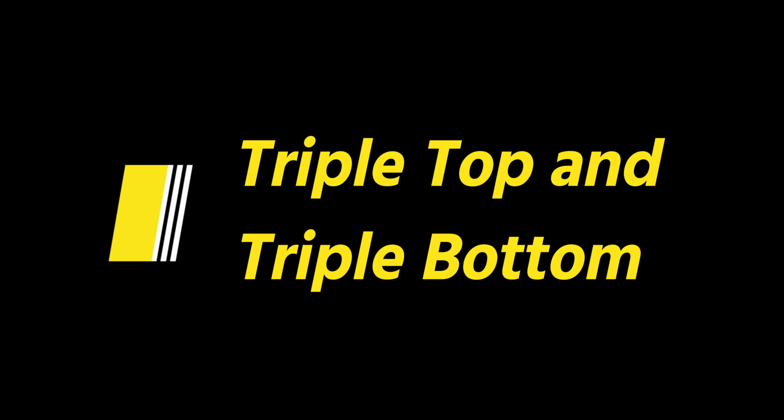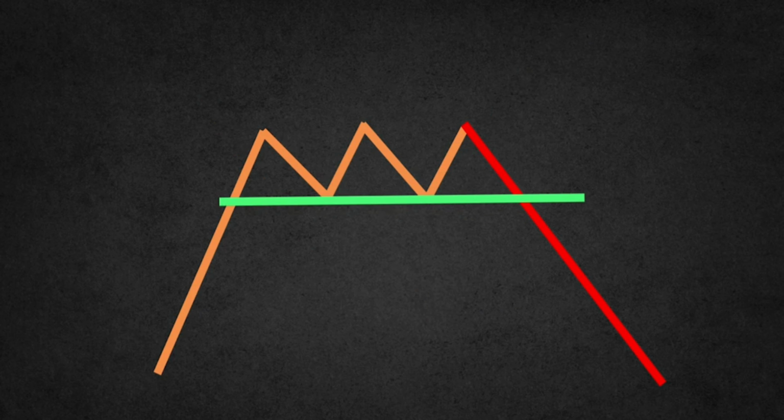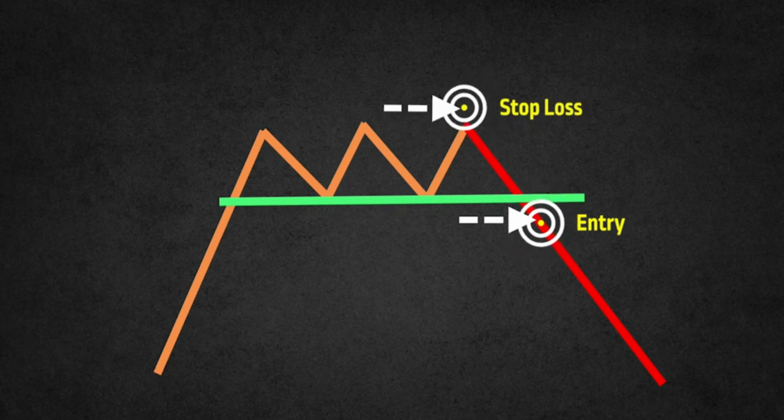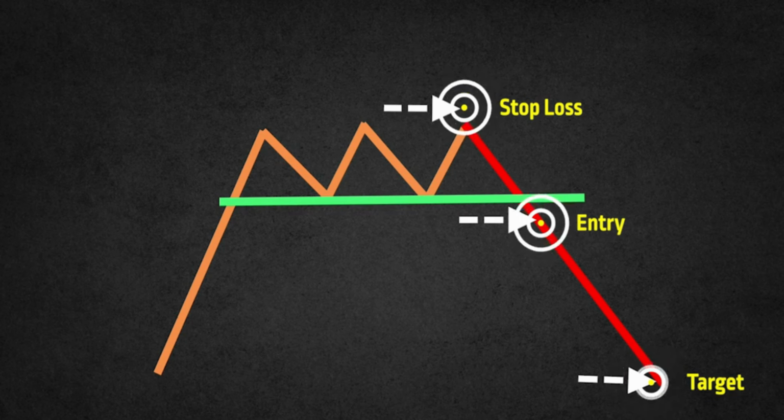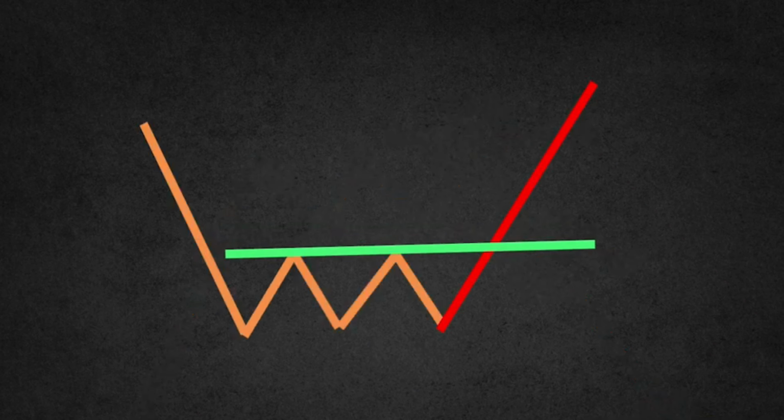4. Triple top and triple bottom. These patterns form when price hits the same level 3 times. Triple top is bearish. Triple bottom is bullish. Entry: on the break of the neckline. Stop loss: above the last peak (top) or below the last dip (bottom).